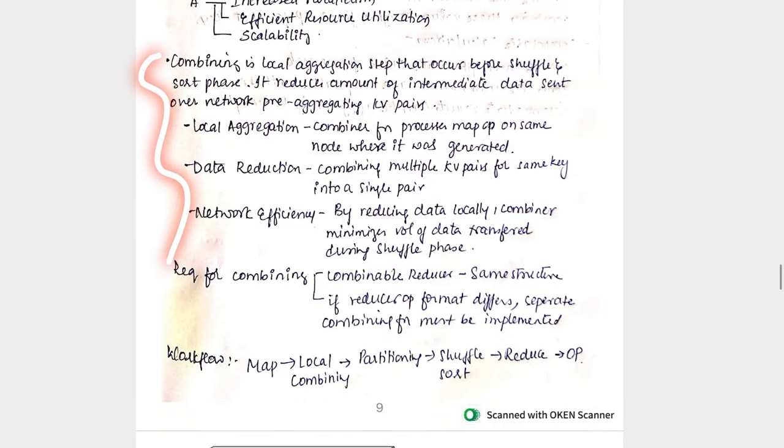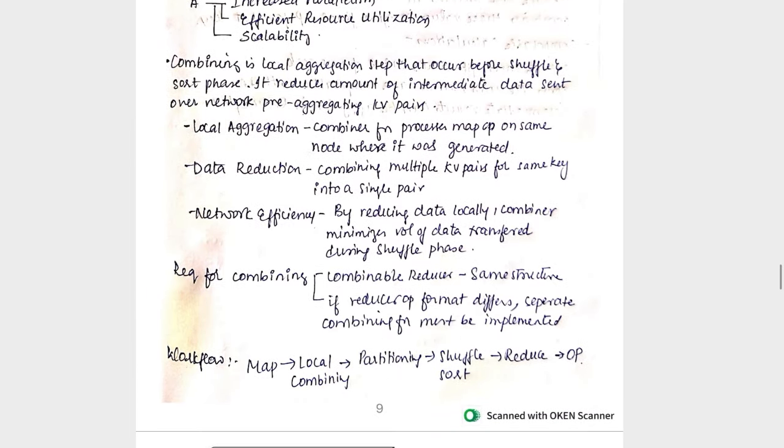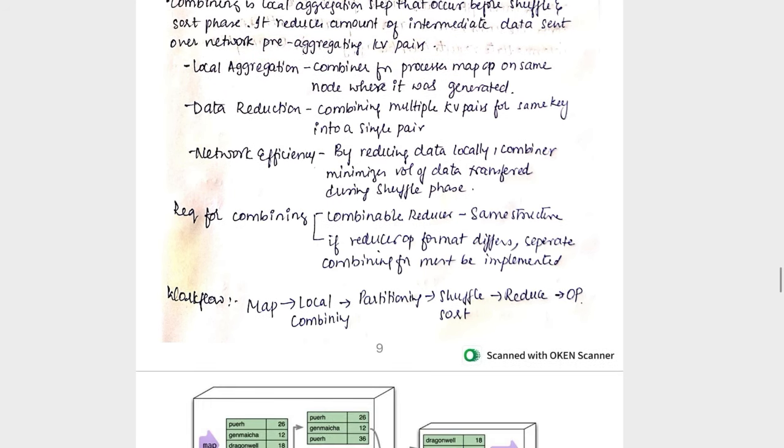Next, coming to combining. In the combining function, we perform a local aggregation step that will occur before the shuffle and sort phase. So here we are reducing the amount of intermediate data which is sent over the network by pre-aggregating the key value pairs. How does combining work? First step is local aggregation. Here we make use of a combiner function which will process the map output on the same node where it was generated. Wherever it was generated, it has to be processed on the same node.